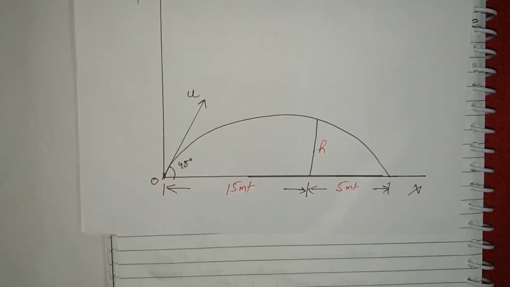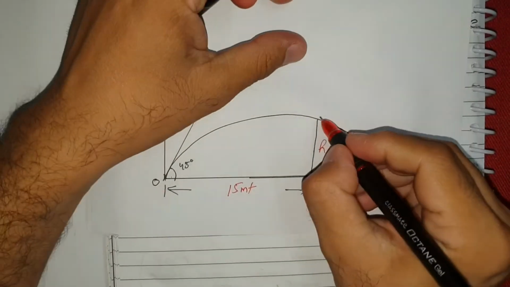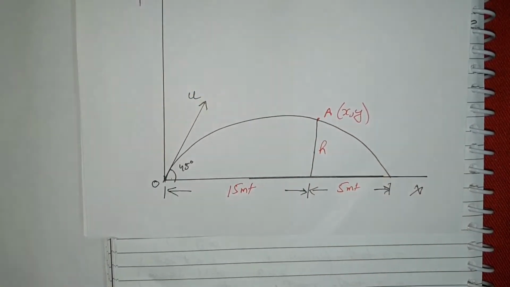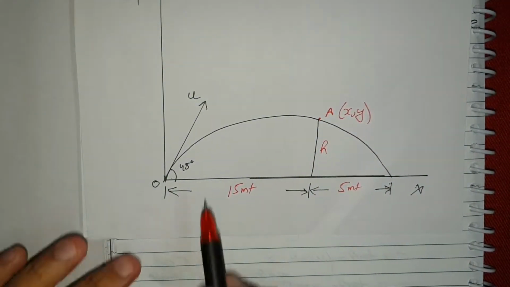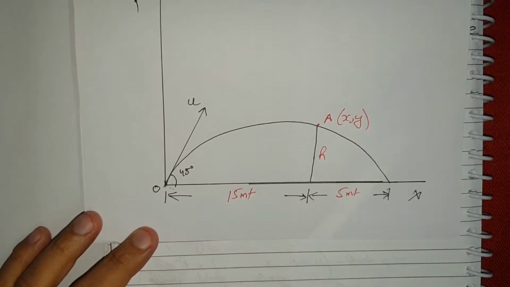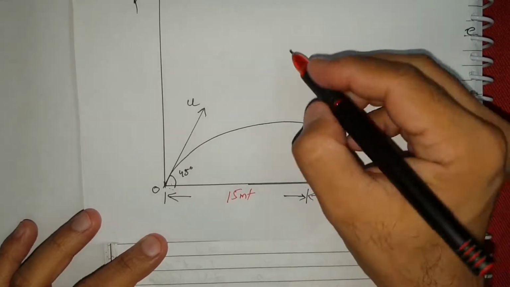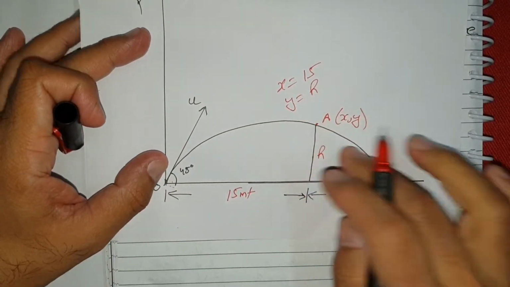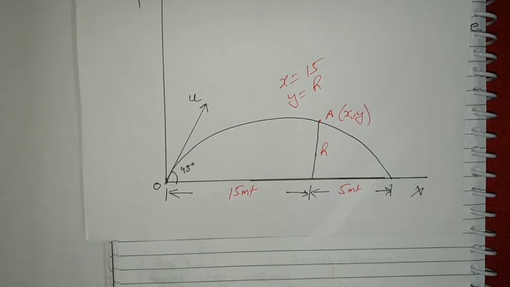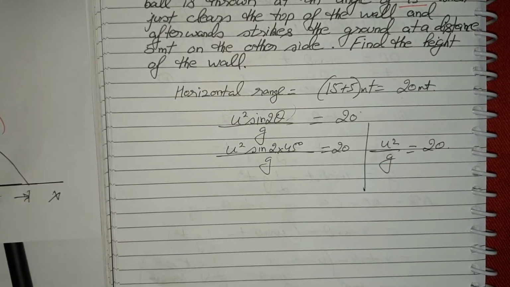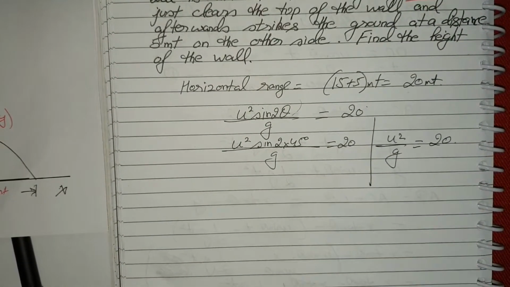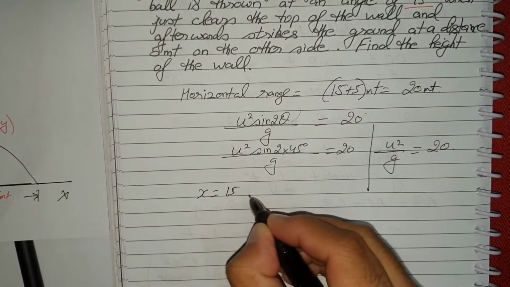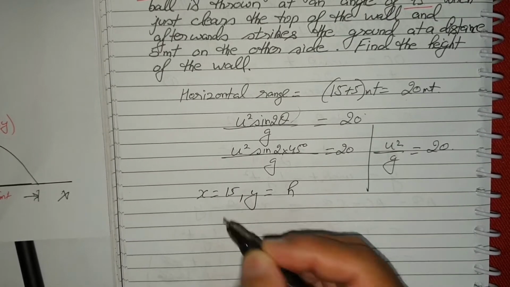Now, you can take this point as A. Let the coordinates be x comma y. Now, you know that what is x? X is 15 meter and y is h. So, x is 15, y is h, the coordinates of B. Just writing the values, x is 15 and y is h.